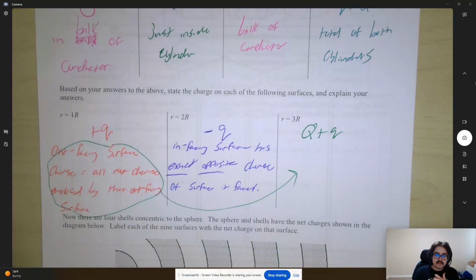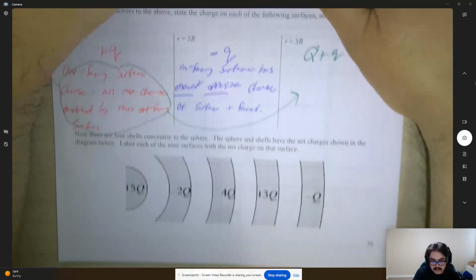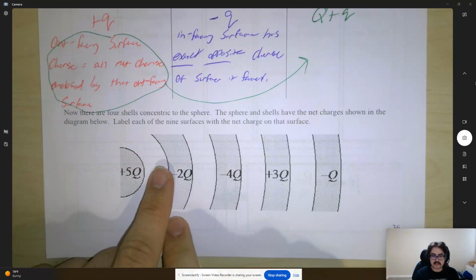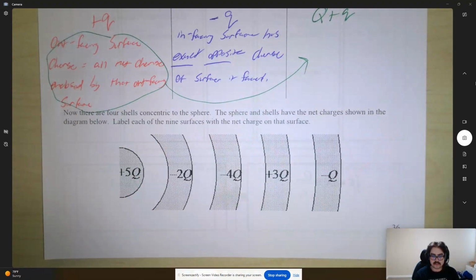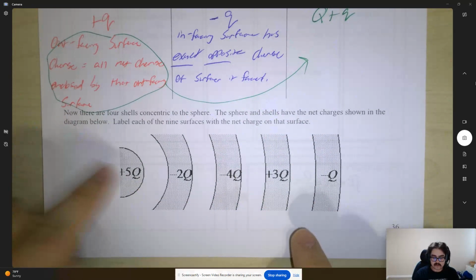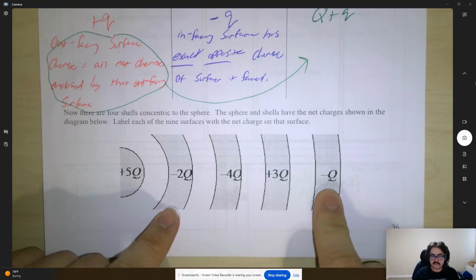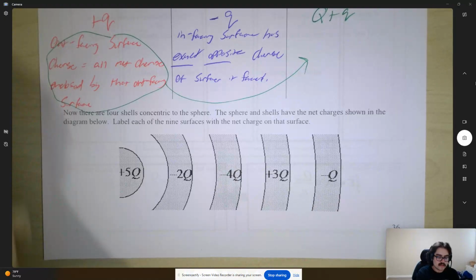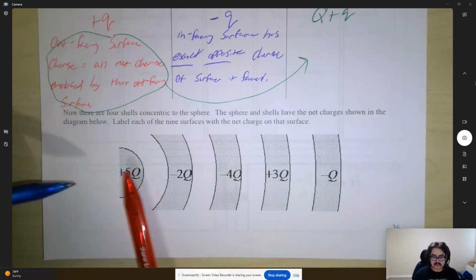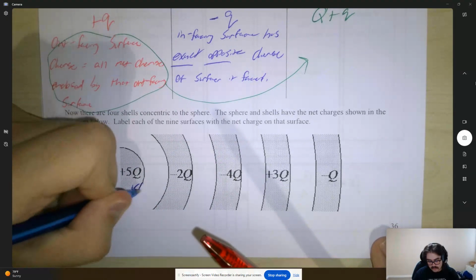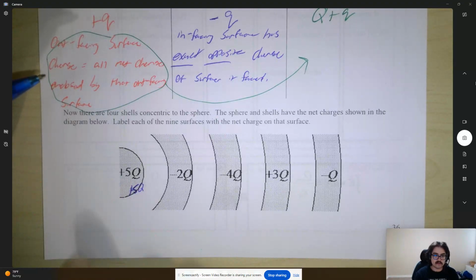The last example is where we need to find the charges when each of these little lines is a shell. So there's a bunch of shells concentric to the sphere, and there's 9 surfaces. There's the outer surface of the sphere, and then each of these 4 shells has an inner and outer surface. So we can figure out the charge on each one. Remember, it's easiest to start from the center. This is going to have positive 5q on it, because, as we said earlier, outfacing surface charge is all net charge enclosed by that surface.